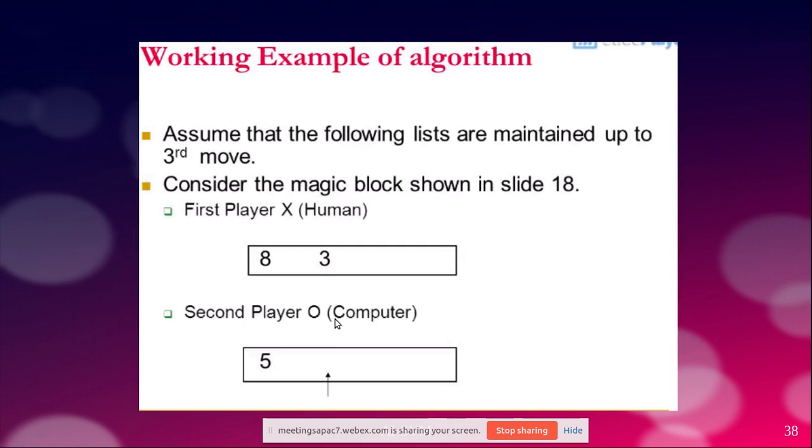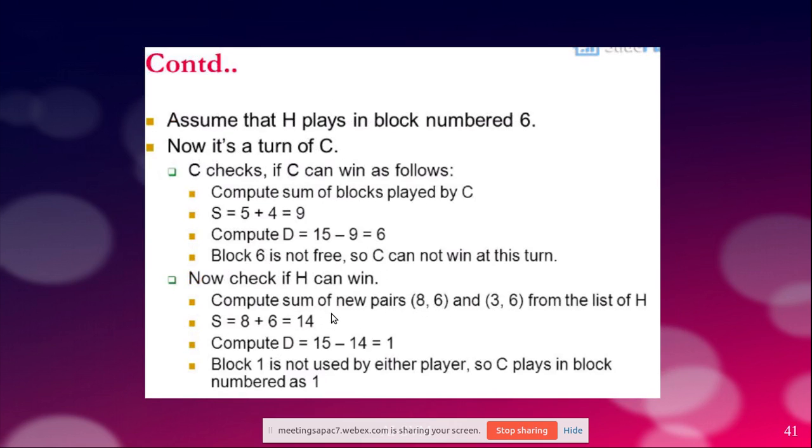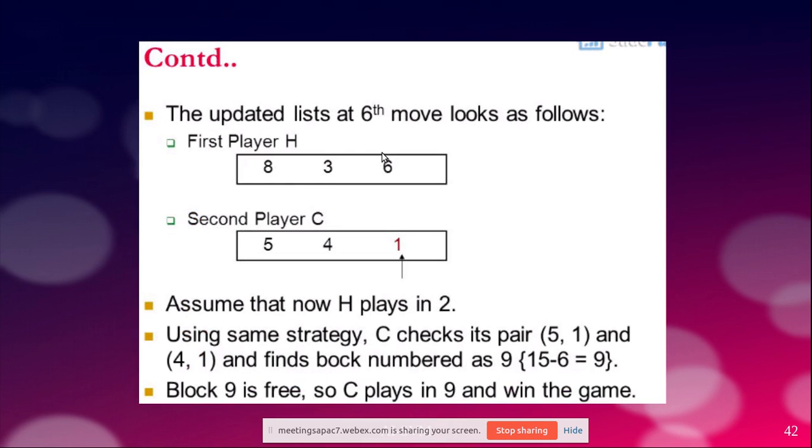In this case, what is happening? The human has selected 8, the human has selected 6. Now the computer should select 1, so that it will not allow the human to select 1 and win the game. So that way the computer keeps doing. So it is a more complicated activity that has to be done.